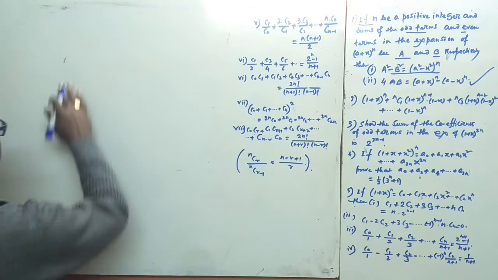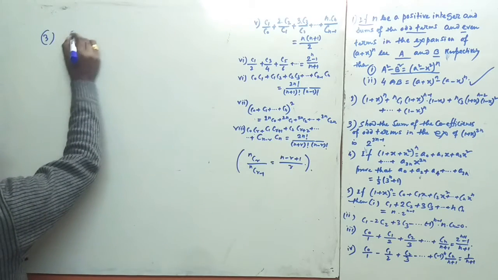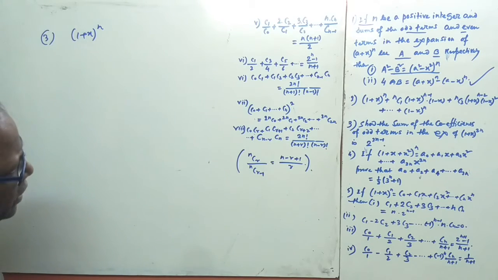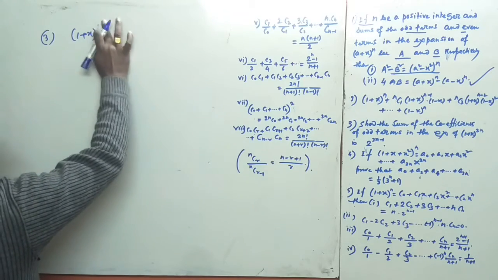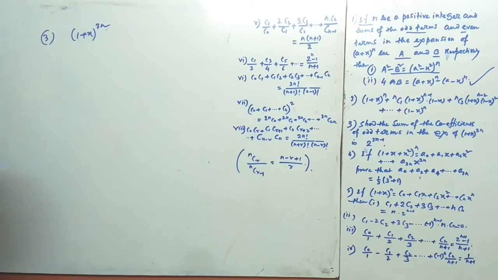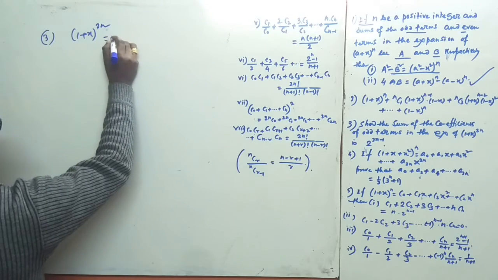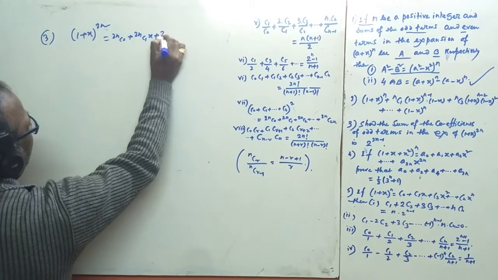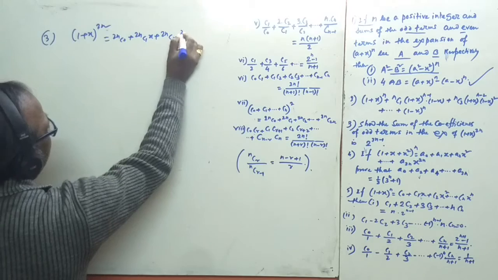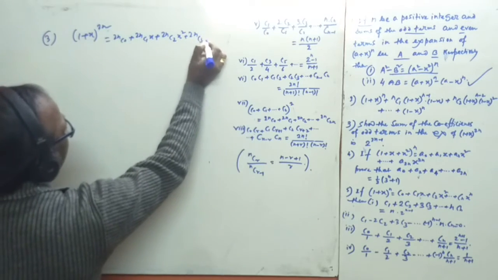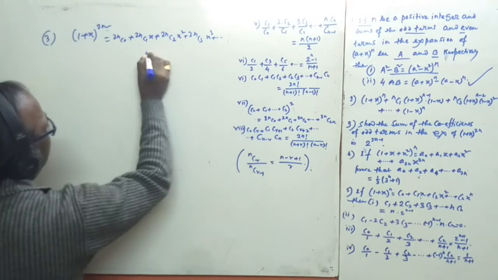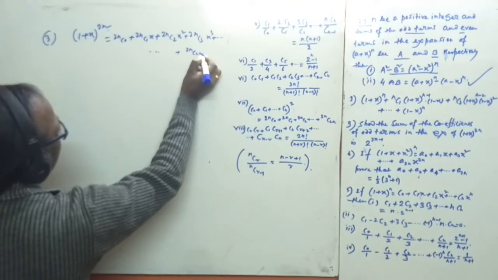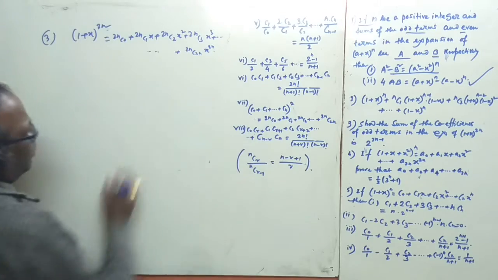For the expansion of (1 plus x) to the power 2n, sorry, this is 2n, the expansion is 2nC0, 2nC1 x, 2nC2 x square, 2nC3 x cube, like that. So the last term is 2nC2n and x to the power 2n.